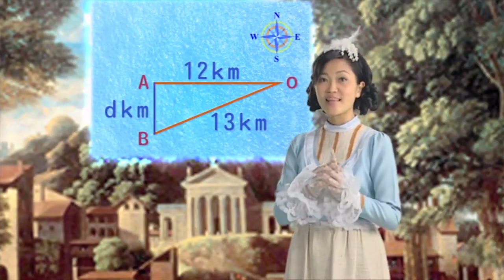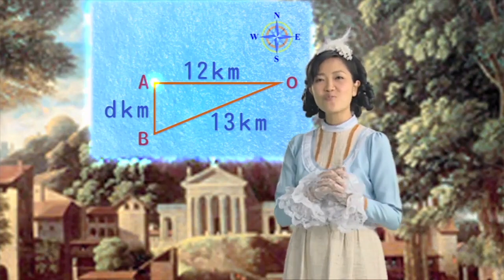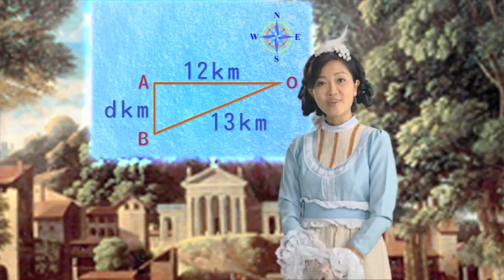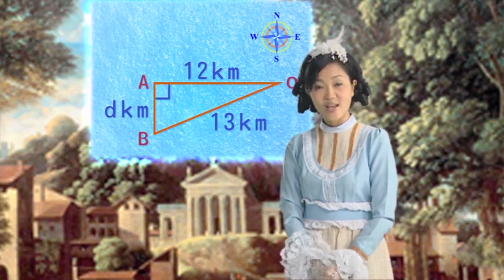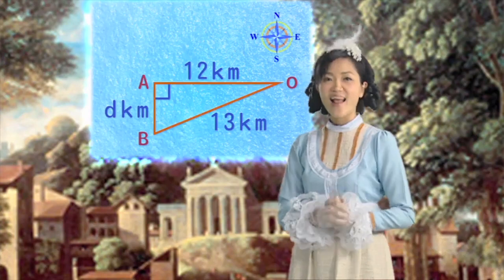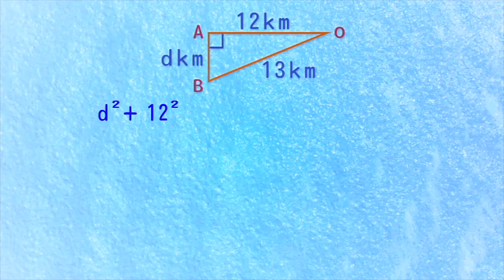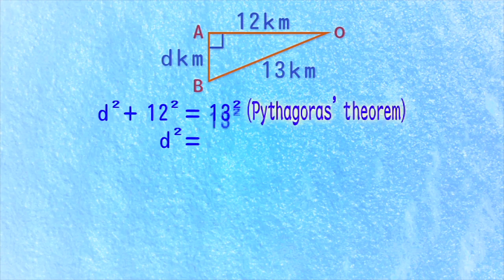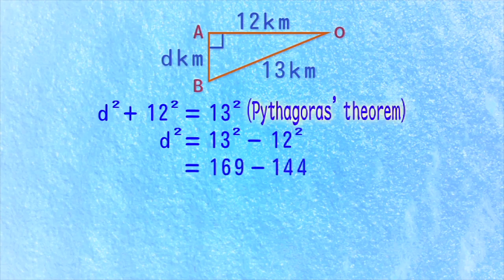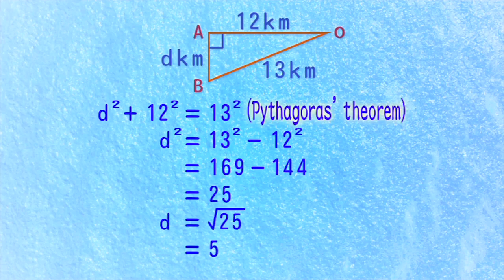Let D kilometers be the distance the ship sailed due south. As the ship sailed due west and then due south, the angle OAB is 90 degrees for the triangle OAB. According to Pythagoras theorem, D squared plus 12 squared equals 13 squared. Then D squared equals 13 squared minus 12 squared, which is 169 minus 144. The result is 25. The square root of 25 is 5, so the ship sailed 5 kilometers due south.